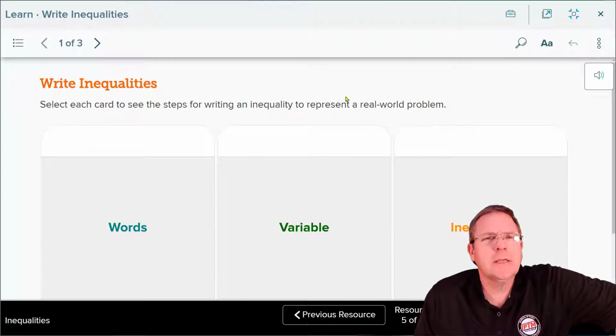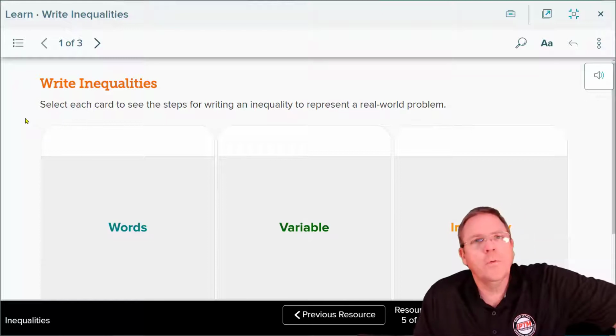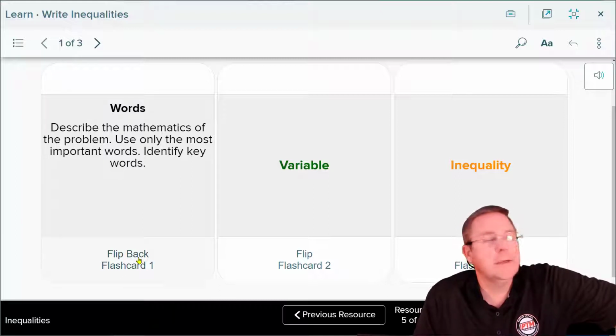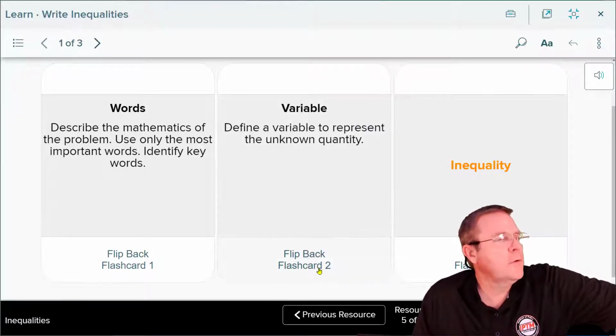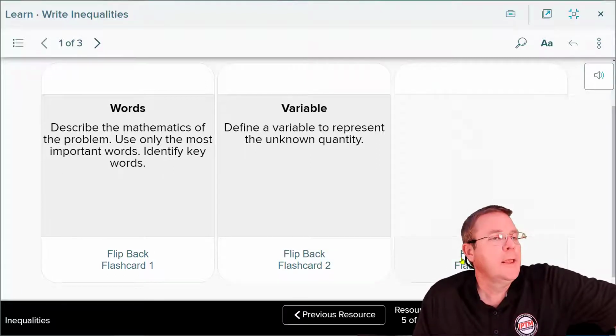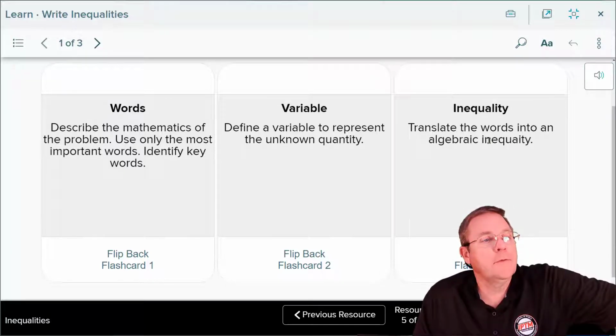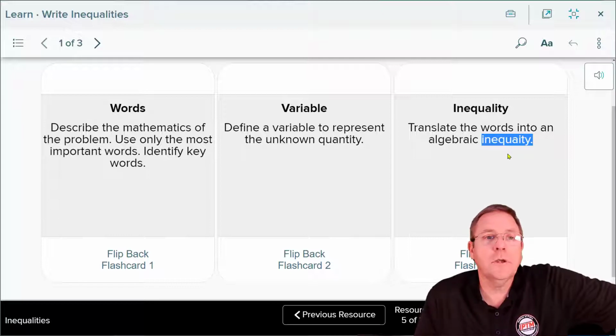What you want to bet they're going to say pretty much the same thing as all the equation problems we worked in this module. Describe the mathematics of the problem, use only the most important words, identify the key words. I think that's the same thing they've said in the previous 4 lessons. Variable: define a variable to represent the unknown quantity. Yep, that's the same thing too. And then finally, translate the words into an algebraic inequality. The only difference here is this one word, inequality, was equation in the previous 4 lessons. Now we're working with inequalities instead of equations, but everything else is going to work pretty much the same.